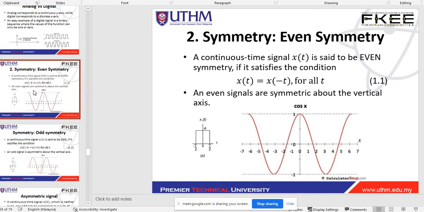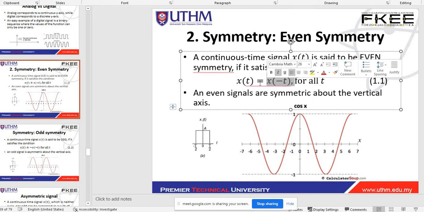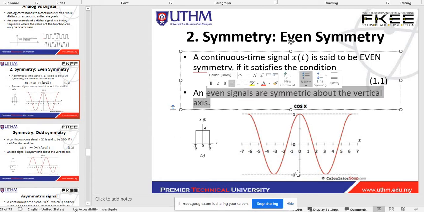Okay, the second part is symmetry. For symmetry, you have three types: even symmetry, odd symmetry, and asymmetric. If you look at this one, a continuous time signal x(t) is said to be even symmetric if it satisfies the condition x(t) equal to x(-t) for all t. This means that x(t) is equal to x(-t). An even signal is symmetric about a vertical axis. This refers to symmetry about the y-axis. Vertical axis means the y-axis.